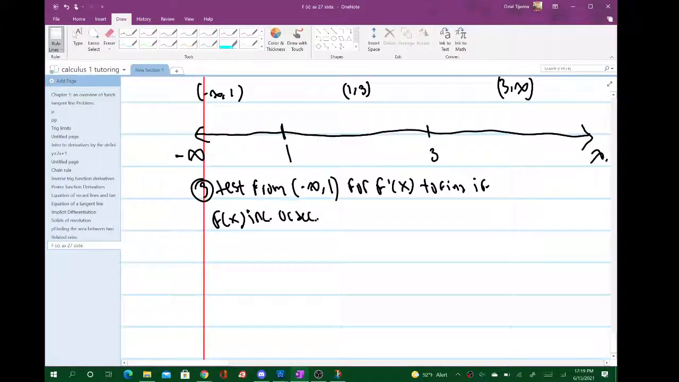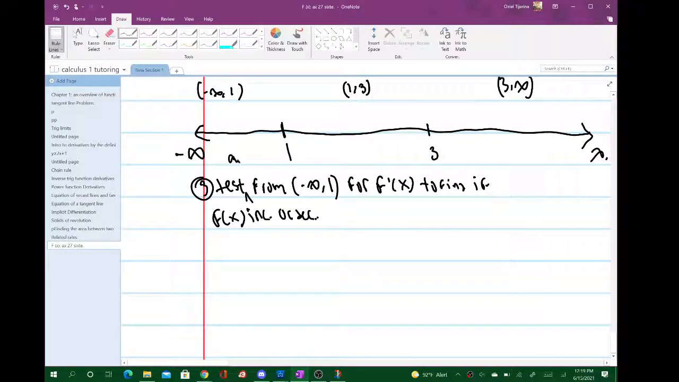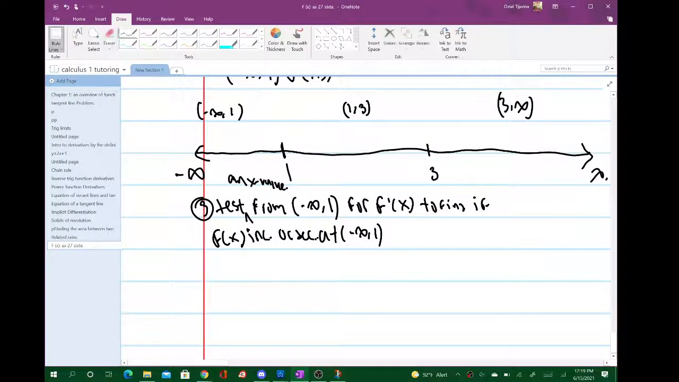What I mean by test is test an x value. So test an x value from negative infinity to 1 for f prime of x to find if f of x increases or decreases at negative infinity to 1. So we're going to do f of negative 2, right? Or actually, f prime of negative 2, sorry. So f prime of negative 2, that's going to be equal to, or we'll do f prime of 0, actually. F prime of 0.